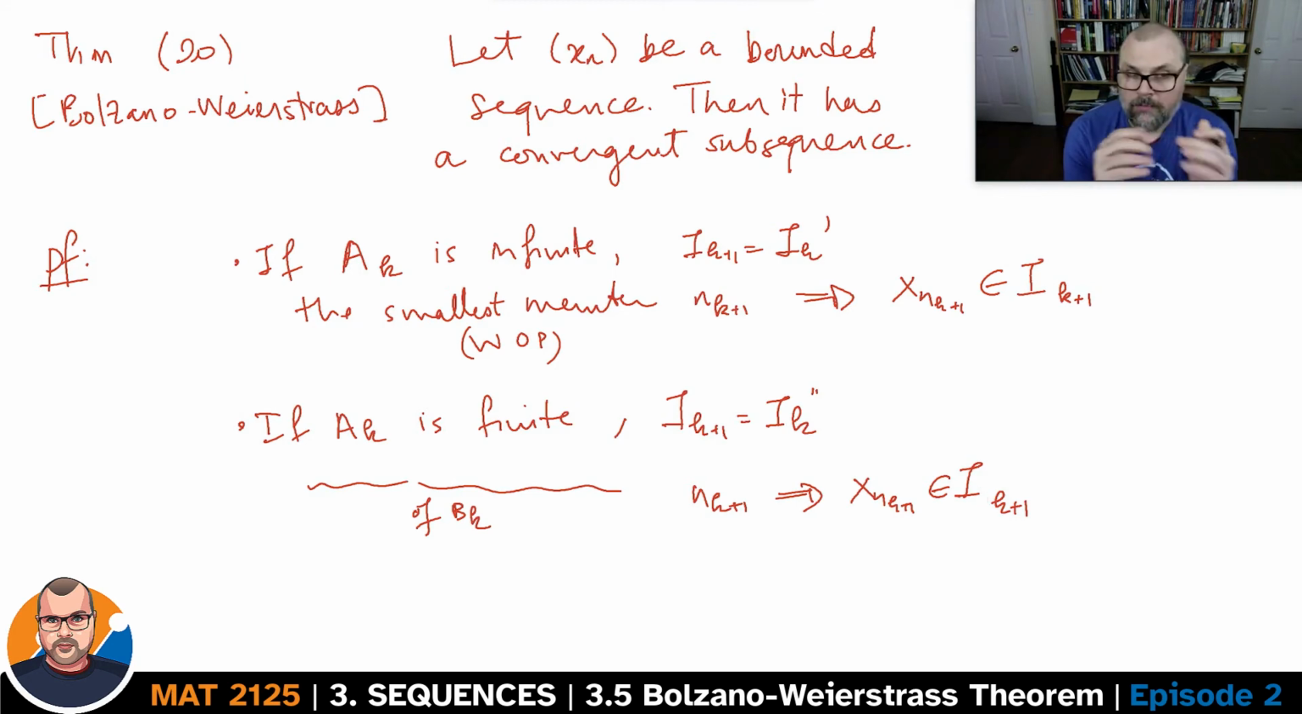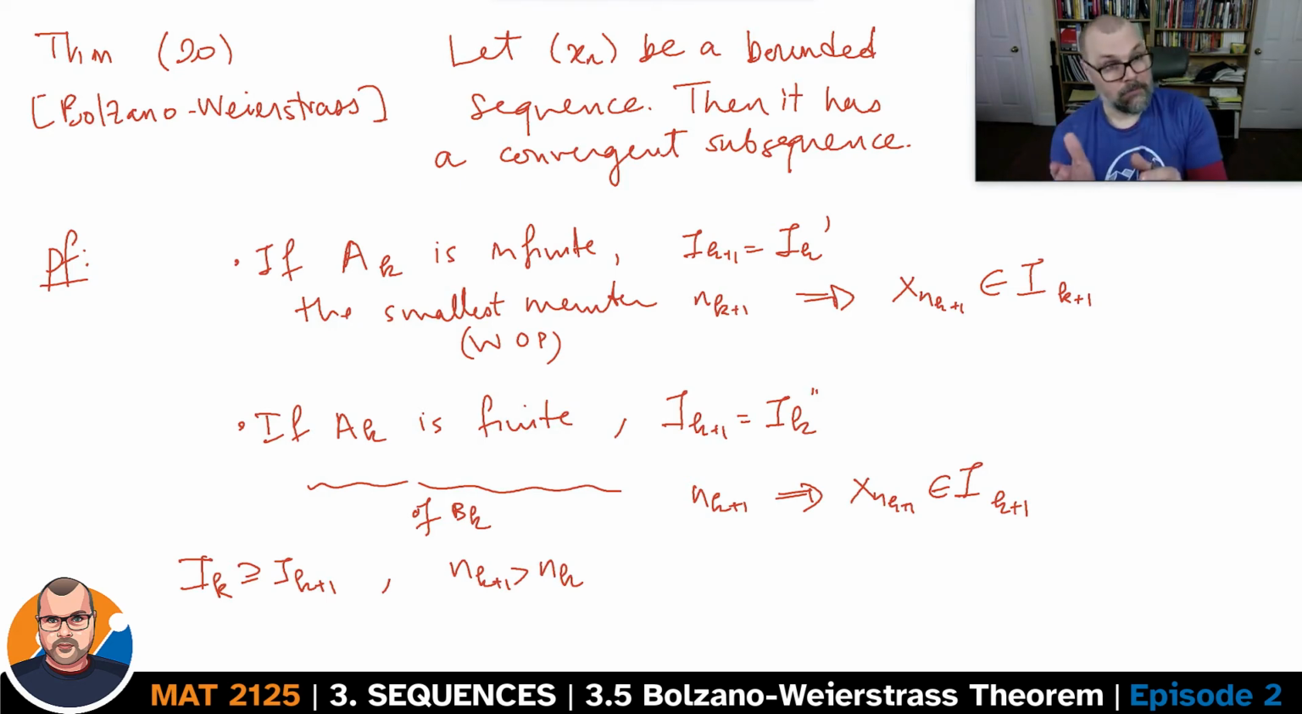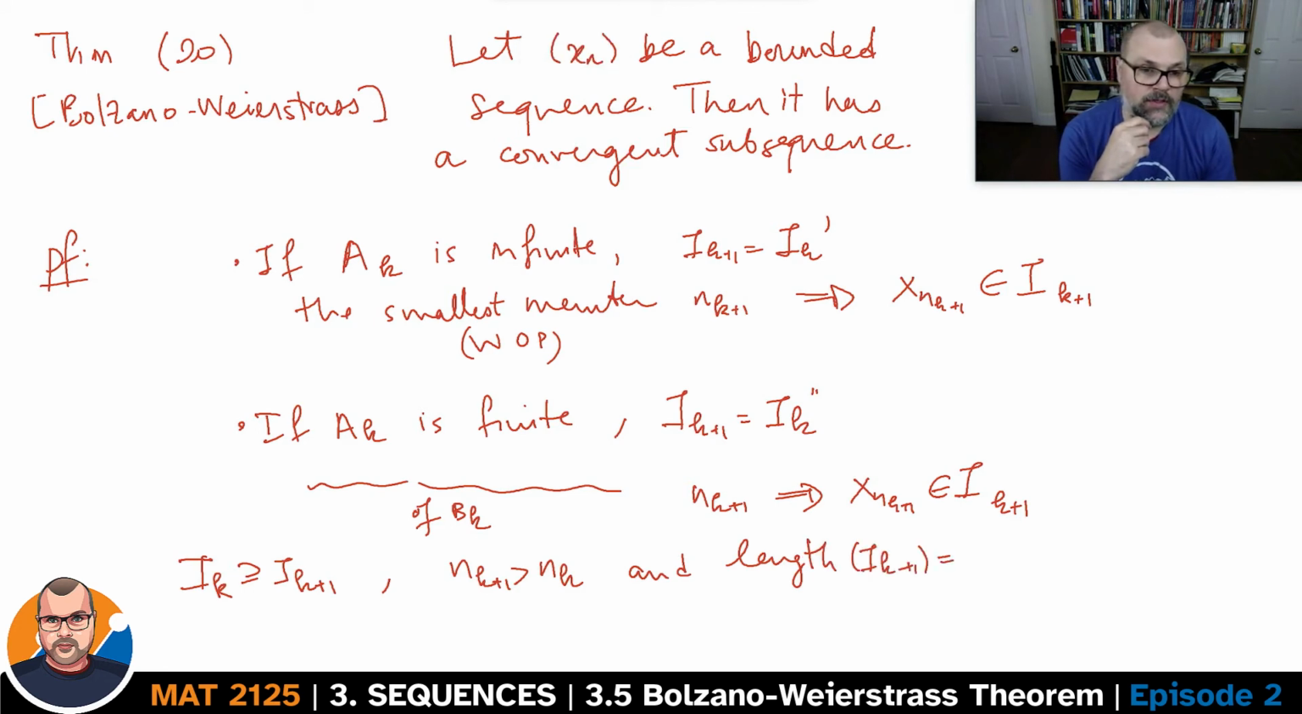Sorry, I wrote I_{n_{k+1}}, but it isn't the case here. It's I_{k+1}. But by construction, I_k contains the set I_{k+1}. By construction, n_{k+1} is greater than n_k, because this is a member of the set A_k or B_k, which is just the integers past the point n_k. So we got that. And the length of I_{k+1} is going to be half the length of I_k, which we knew to be (b minus a) divided by 2^{k-1}, which gives you (b minus a) divided by 2^k.